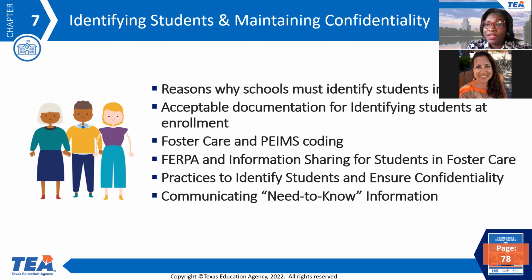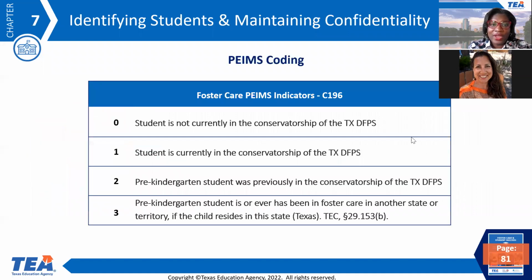And chapter 7 begins on page 78. So mark those down. I know some of our registrars who are here want to know more about foster care and PEIMS coding. Mark chapter 7 down and highlight chapter 7. So here is the updated PEIMS coding. We have our foster care PEIMS indicators. Our chart is C196, and this information is located on page 81 within the foster care guide, where it specifically speaks about the foster care PEIMS indicators.